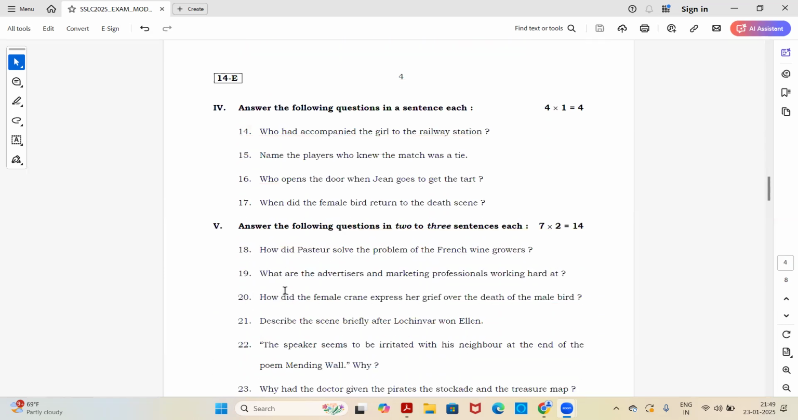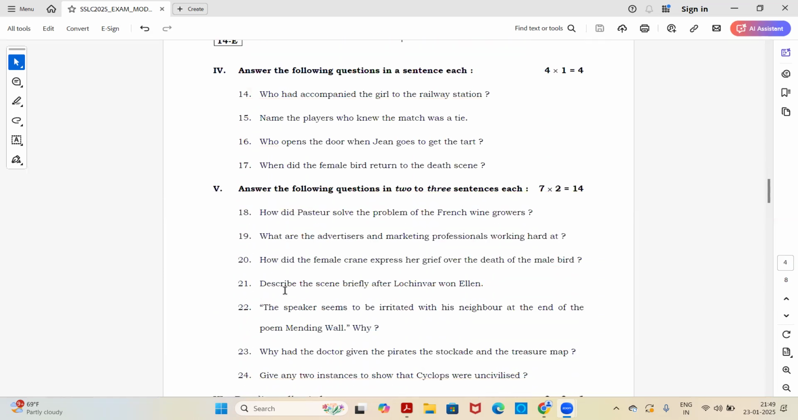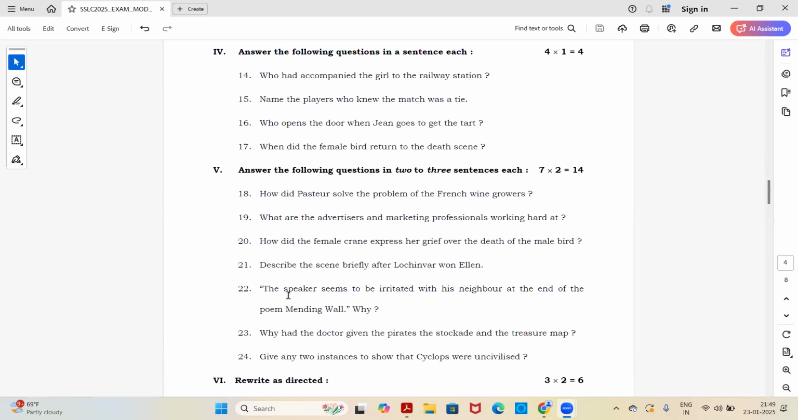So next main, here come literature questions or textbook questions of the lessons. Answer the following questions in a sentence each. So it's 1 mark questions. You have 4 questions in this main. Who had accompanied the girl to the railway station? Name the players who knew the match was a tie. Who opens the door when Jean goes to get the tart? When did the female bird return to the death scene?